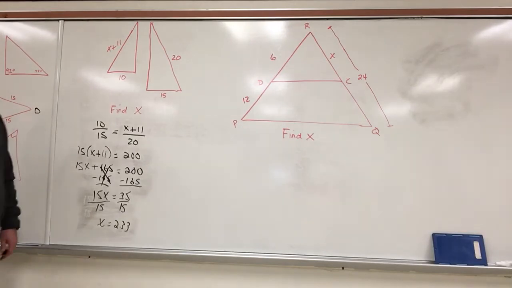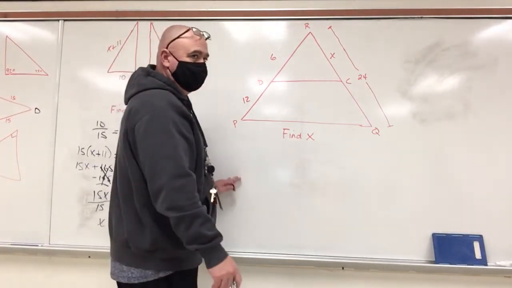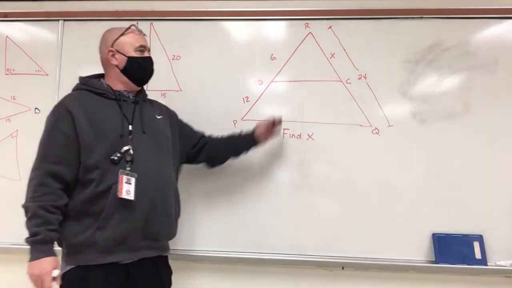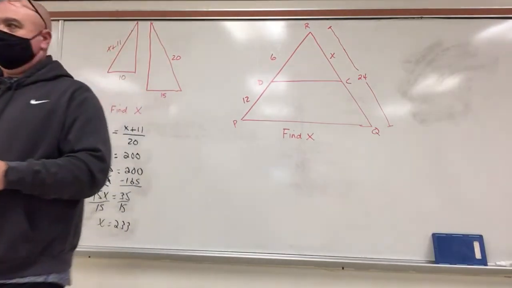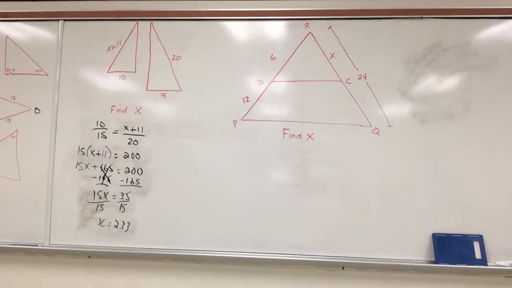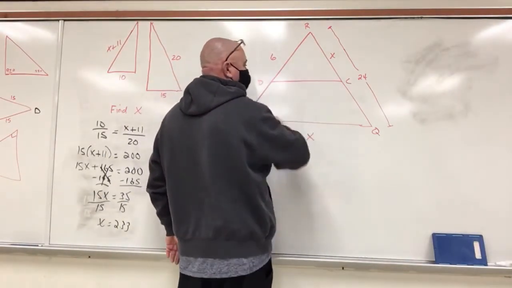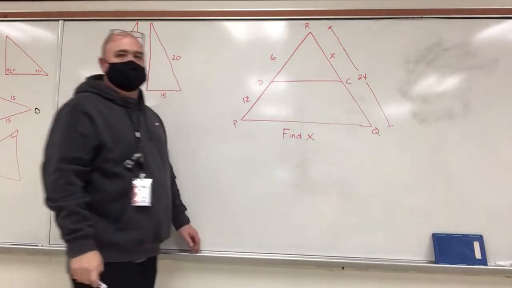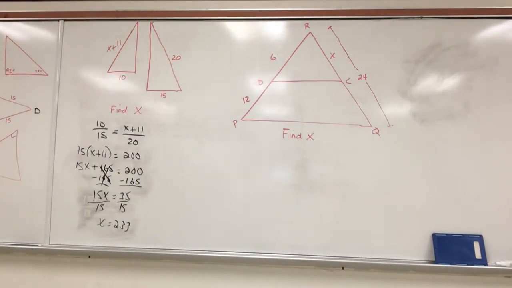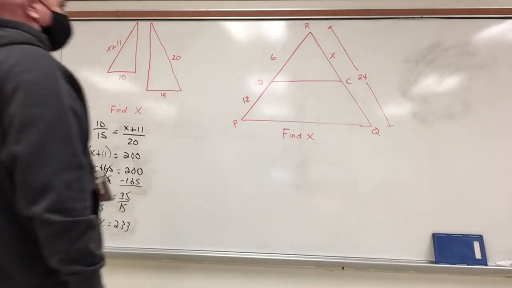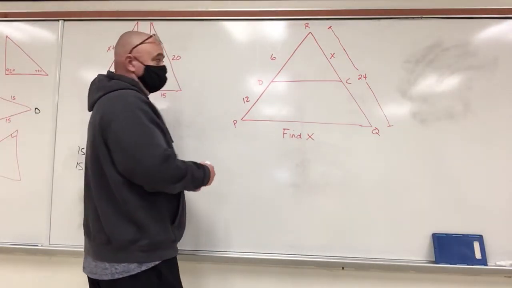Alright, next one, a little more difficult. How many triangles you see here? I see 2. Okay? I see this small triangle and I see this big triangle. Those two triangles are similar to each other. I gotta find out what x is. So I'm gonna start with my small one.